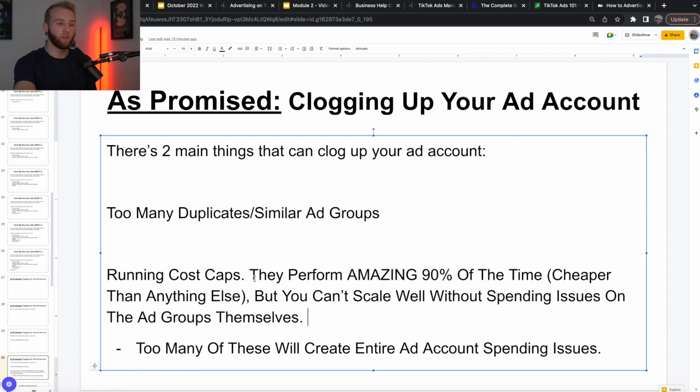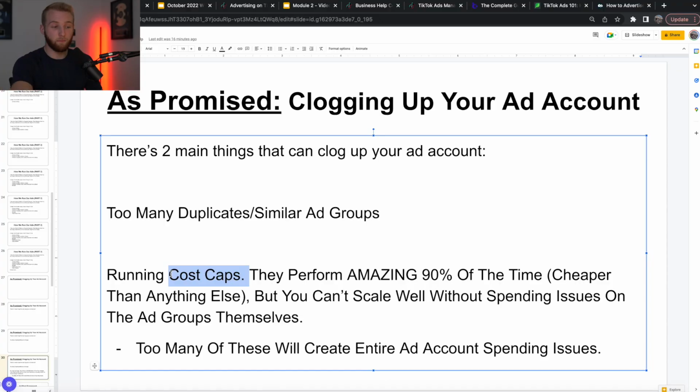I refuse to have more than one ad group running that's a cost cap optimization in my ad account at all times. The reason is when I first saw it was working, I tried to scale it hard. So I had like $4,000 a day being spent on normal ads, and I started increasing my spend on cost caps, eventually outpacing how much money I was spending on other ads.